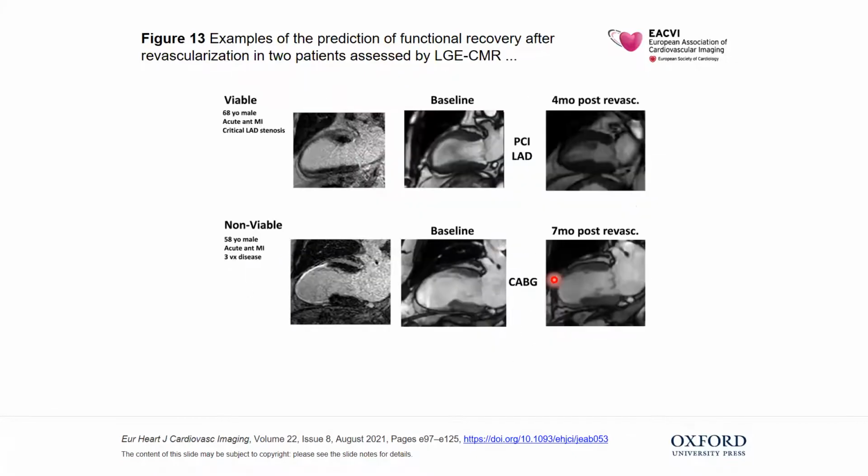And another nice example of CMR: this is viable, although it looks a bit thin compared to the basal septum, and it improves in 4 months. And here you see a transmural apical scar, the apex and the mid segments, everything is involved, thinned, nearly 100% LGE, and 7 months post-revascularization, nothing happens.